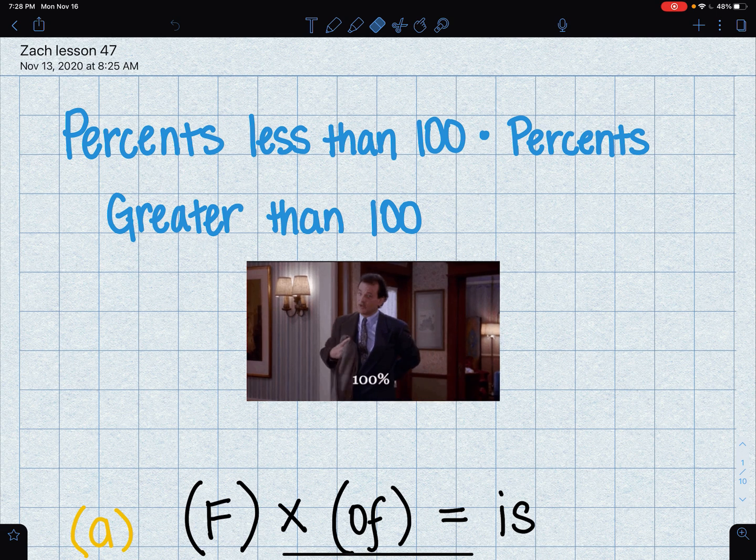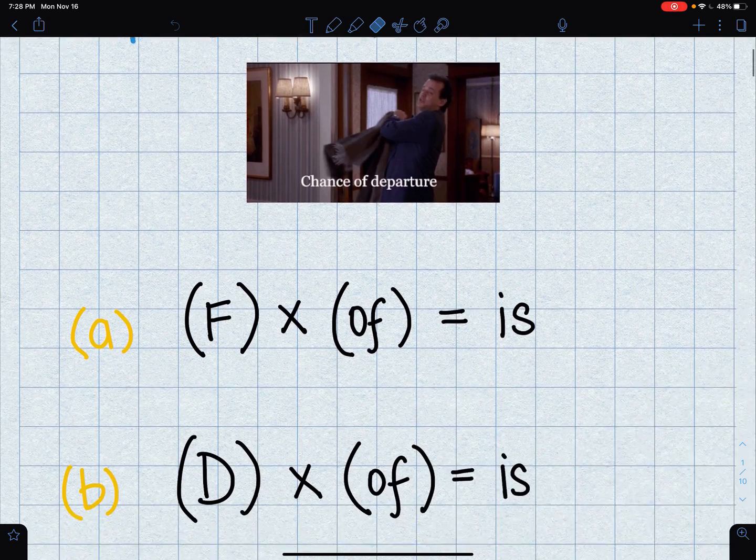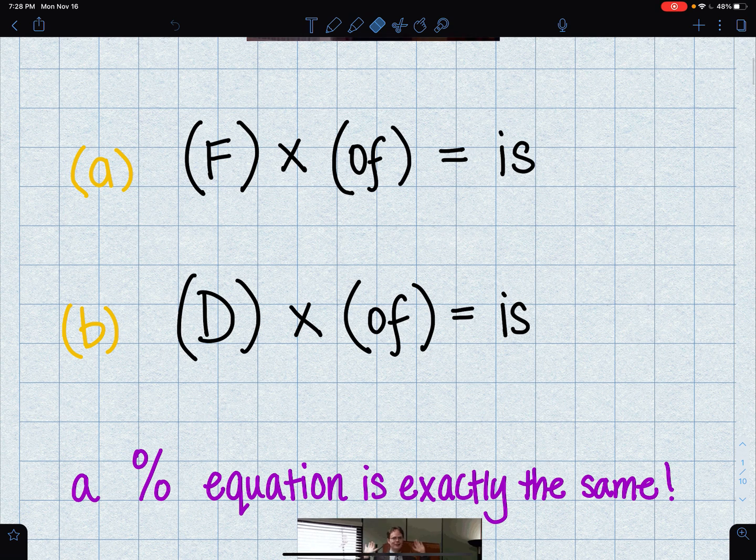As you know, this is lesson number 47. It starts on page 187 and it goes over percents less than 100 and percents greater than 100, so that is something new. And they give a quick reminder on these equations.